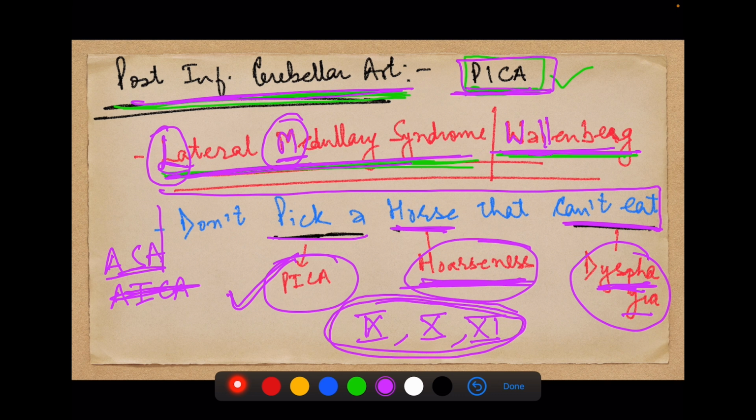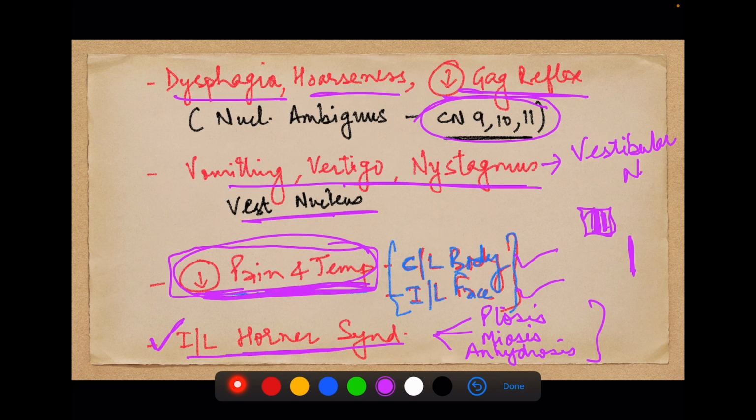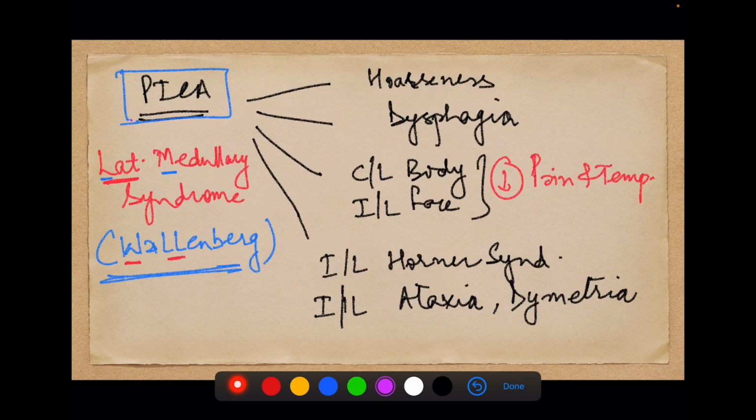So hoarseness, dysphagia, and immediately your mind can go to the 9th, 10th, and 11th cranial nerve. So there won't be any gag reflex too, right? What all other symptoms will be there? Lateral spinothalamic tract, so loss of pain and temperature in the contralateral body and ipsilateral face. So PICA: hoarseness, dysphagia, contralateral body and ipsilateral face reduced pain and temperature, ipsilateral Horner syndrome, ipsilateral ataxia and dysmetria.